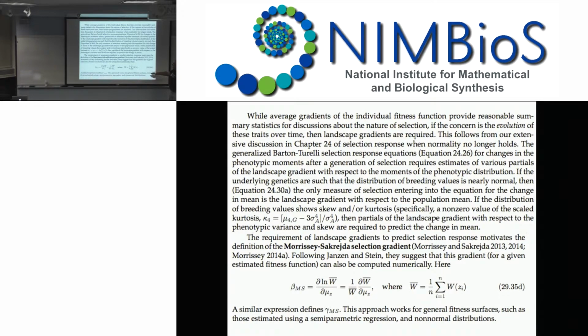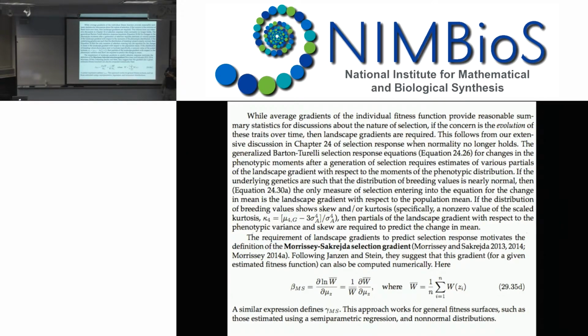Morrissey gradients are trying to get at this: the gradient of log mean fitness with respect to the mean is a magic quantity because that basically tells you how the population responds in the mean. You multiply that by the variance, and that's the general response. It's the exact response in the Lande equation.